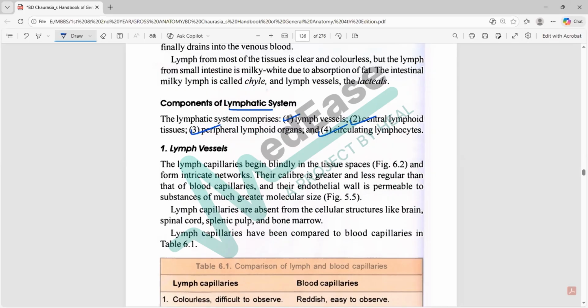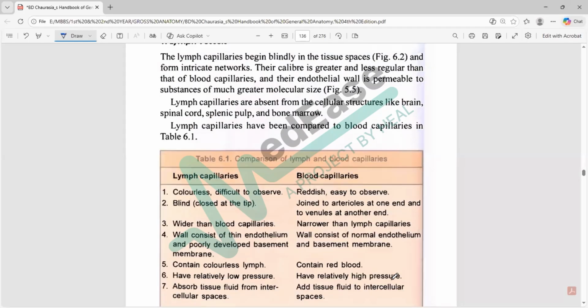Now, when we talk about the lymph vessels, unlike the blood capillaries, they are usually very thin and also blind.